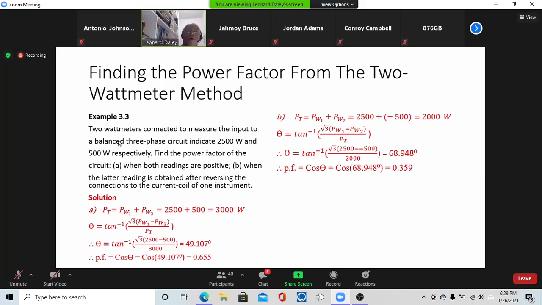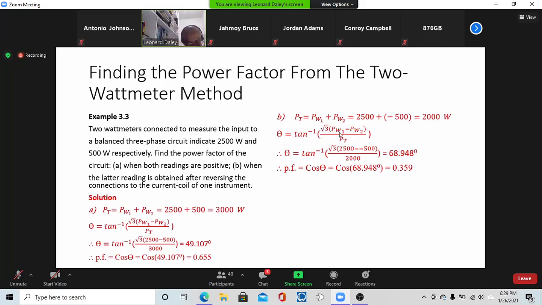All right. Now for part B, where the 500, you had to reverse one of the wattmeter current coils to get the 500. Which means that in reality, PW2 is actually reading minus 500 watts, right? So the total power then would be this 2,500 minus the 500, which gives you 2,000.